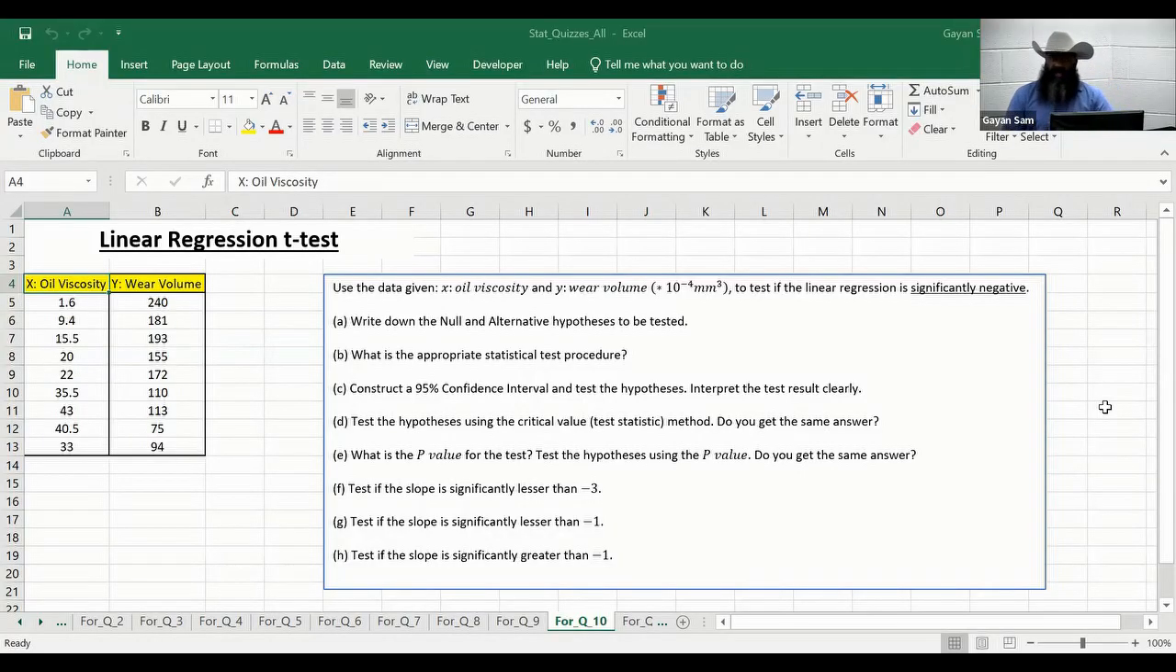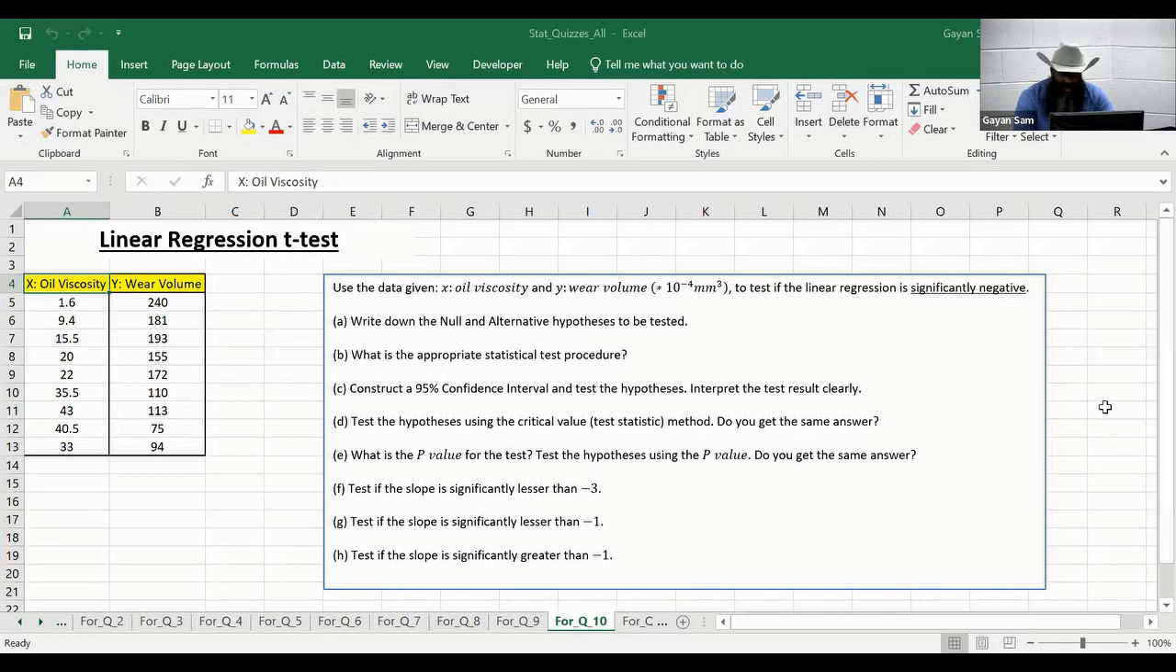Okay, let's go to the Microsoft Excel spreadsheet with the example. All right, so here's our example. This example was already discussed in class. We already know the answers for this question. The explanatory variable, the variable X for this example, is the oil viscosity. And then the response variable, the variable Y for this example, is the wear volume. Use the data given, X oil viscosity and Y wear volume, to test if the linear regression is significantly negative.